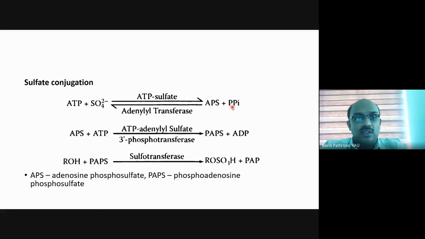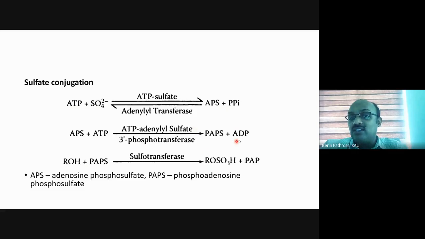Yes. The next one is sulfate conjugation. Here, this is the sulfate molecule. This is ATP. ATP will react with sulfate, so the sulfate will form APS. APS, I have written it over here, adenosine phosphosulfate. This adenosine phosphosulfate again reacts with another ATP molecule and it will form PAPS. PAPS is nothing but phosphoadenosine phosphosulfate.